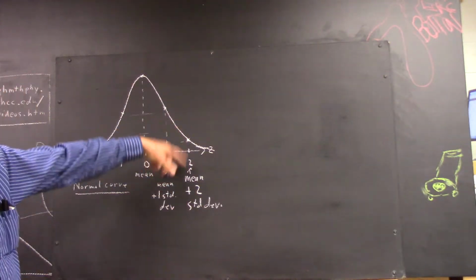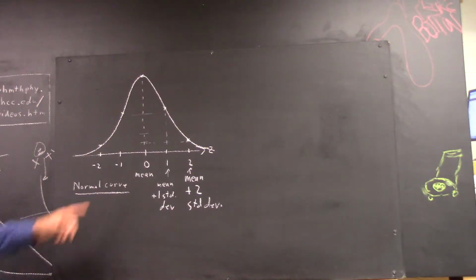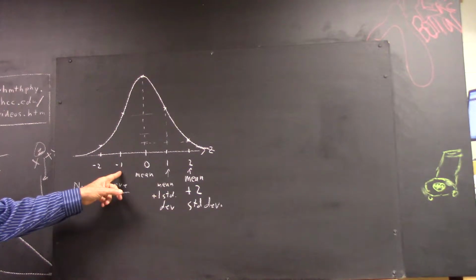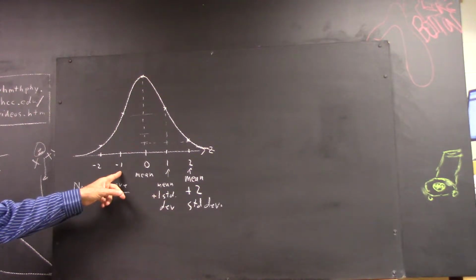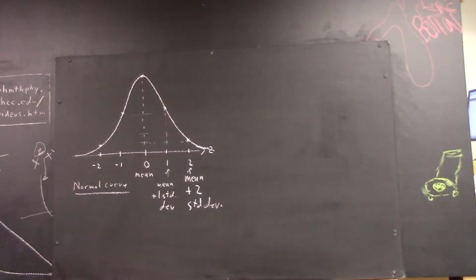This would be mean plus 2 standard deviations, right? Yeah, yeah. Okay? And what do you think this would be? Mean minus 1 standard deviation, mean minus 2. I'm not going to write that down, but that's what it means, okay?